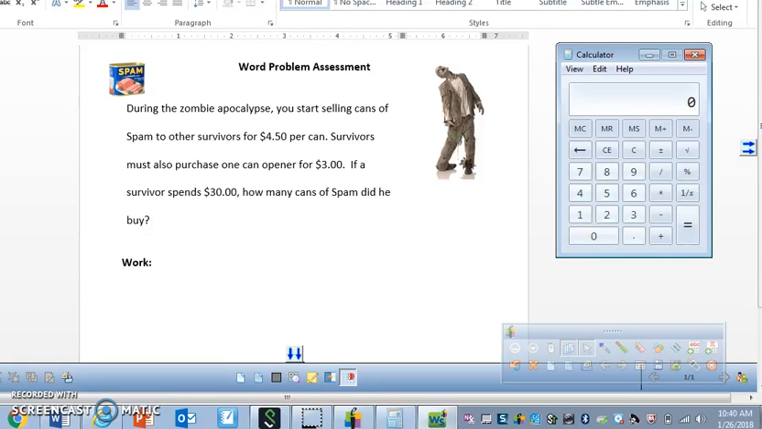Today we're going to talk about word problems. Now, whenever I have to work on a word problem, the first thing I want to do is read it through to find out what they're asking me to do.